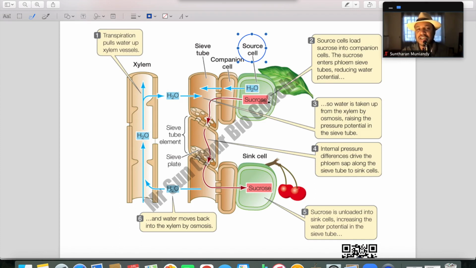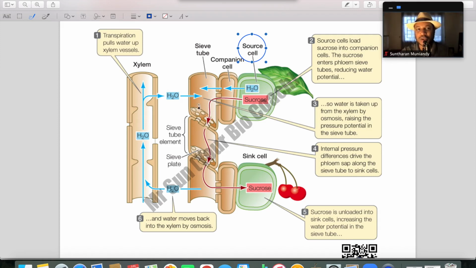They produce sucrose, and once they produce the sucrose, it will be transported into the companion cell via active transport, and from the companion cell the sucrose will be pumped into the sieve tube via active transport. So they are pumping against the concentration gradient. That means the sieve tube here has a lot of sucrose, which makes this part of the sieve tube low in water potential.